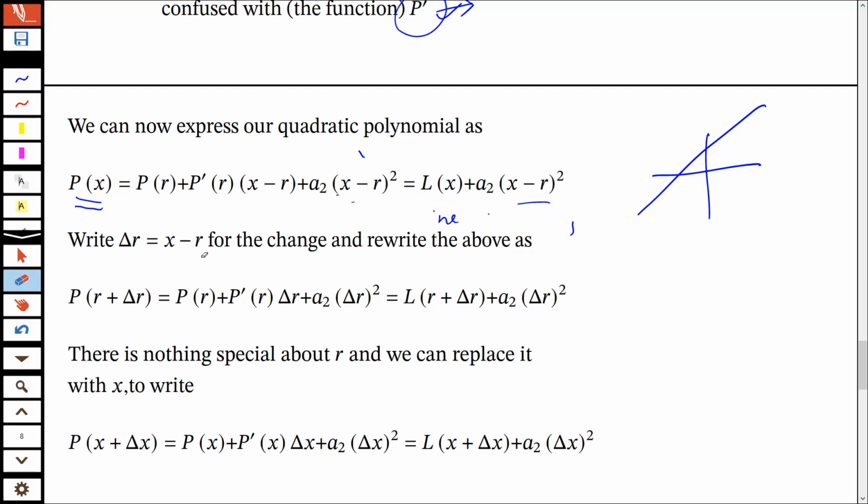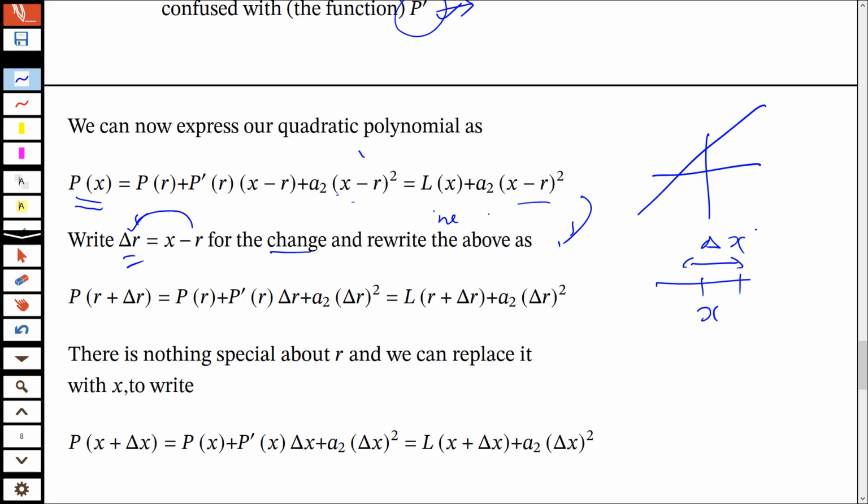So if I set x minus r to delta r to see this as a change in r, I can write this in this form. Then x will be r plus delta r. Take this r to the other side. And now you can see that if I start with any point r and make a change delta r this way or this way, I can see how the function changes when I go from r to r plus delta r. Now again, there is nothing special about r. We could have chosen any point x, so I can replace r with x, and I can replace this delta r with delta x.